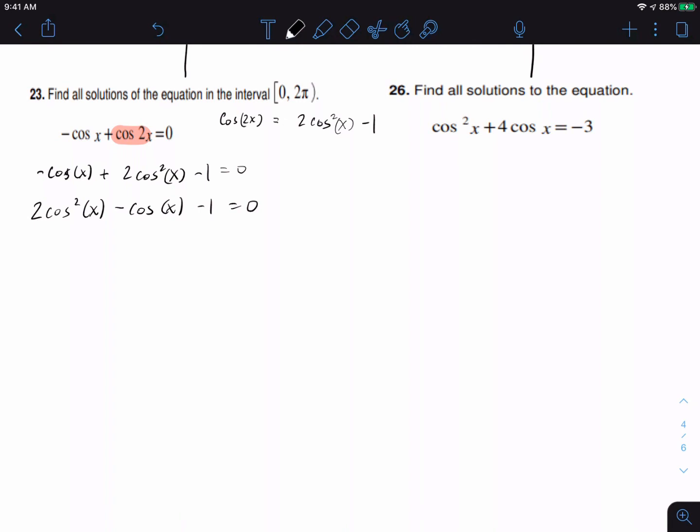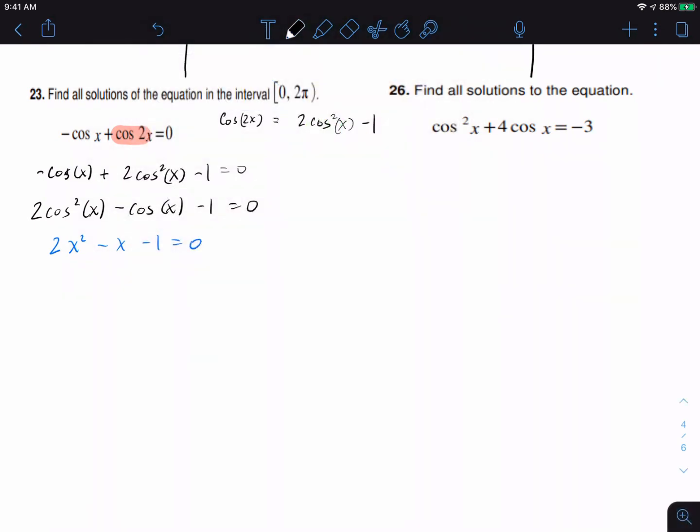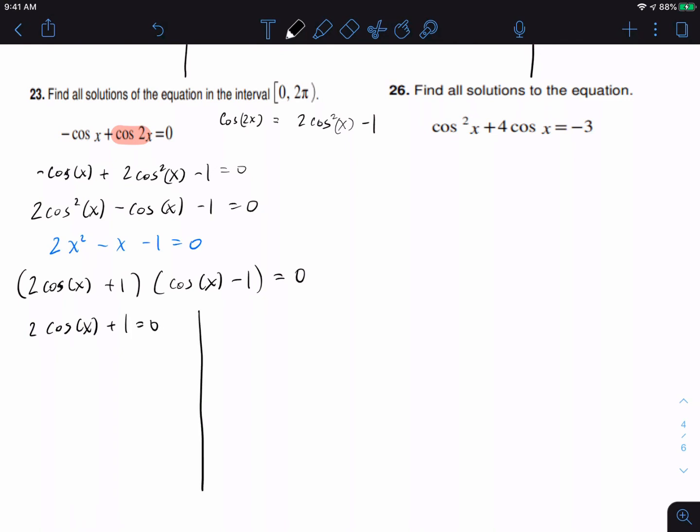And please feel free to do that if you'd like. So that would be the same as 2x squared minus x minus 1 is equal to 0. And then you could factor that. I'll just factor it. So now here I have my two factors. So then 2 cosine of x plus 1 is equal to 0, and cosine of x minus 1 is equal to 0.